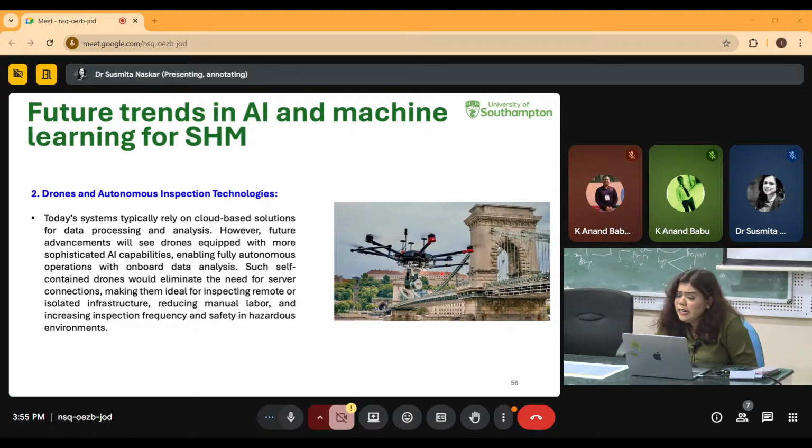So we are still doing a lot of research with drones because of the connectivity, and it's still not a fully autonomous system. But I think now people are trying to use drones more as intelligent agents rather than just collecting the data. So that's where the research is moving.